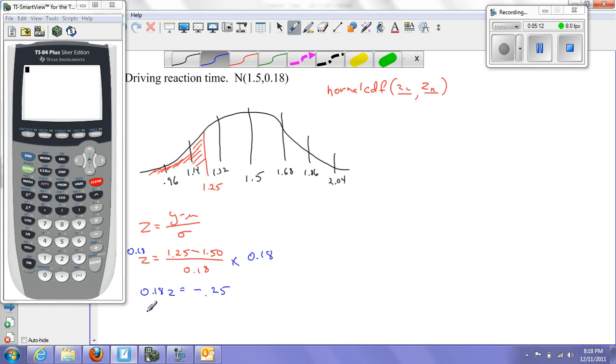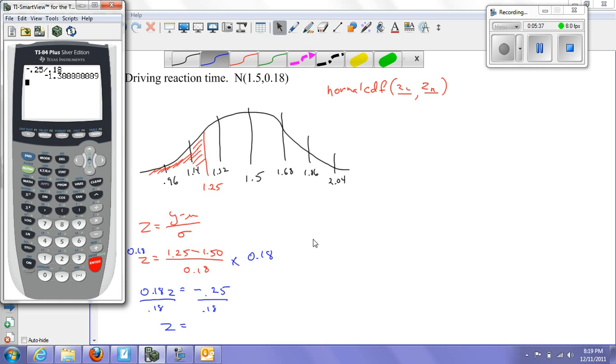That means that I'm going to divide this side by 0.18, and now I'm going to divide this side by 0.18. So I'm going to get my z is equal to, let's go over to the calculator, negative 0.25 divided by 0.18 is equal to negative 1.388, with a little bar there indicating the 8's go on forever. That's my z-score at this point here. I'm going to write that in here as negative 1.388.